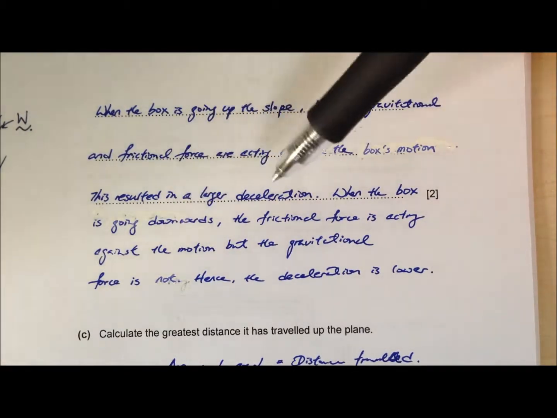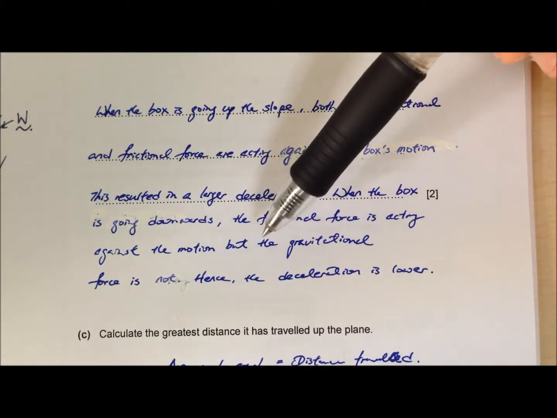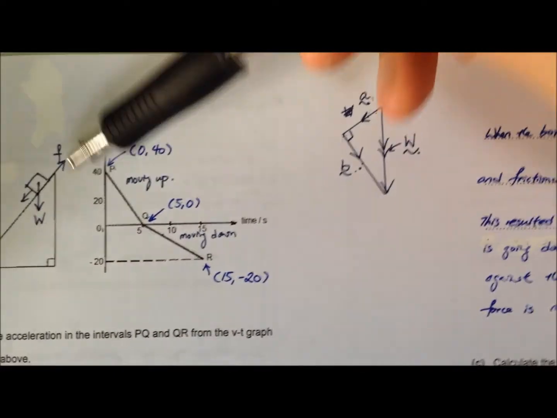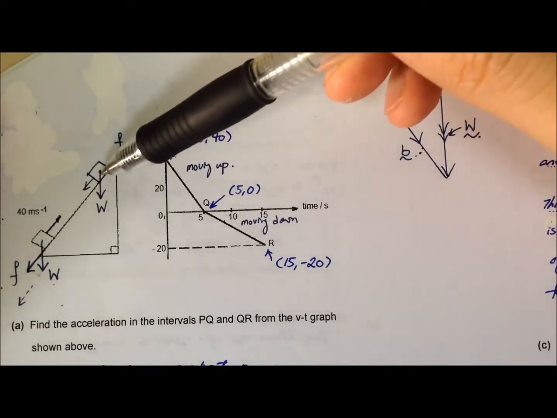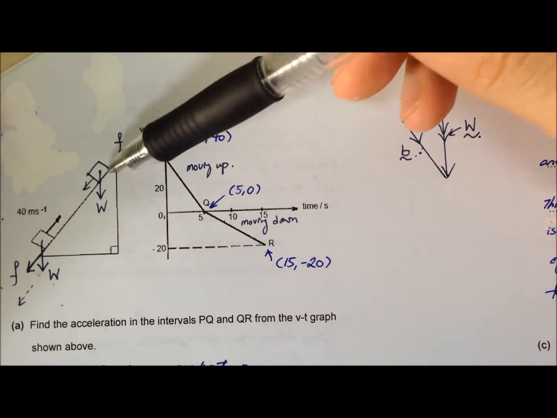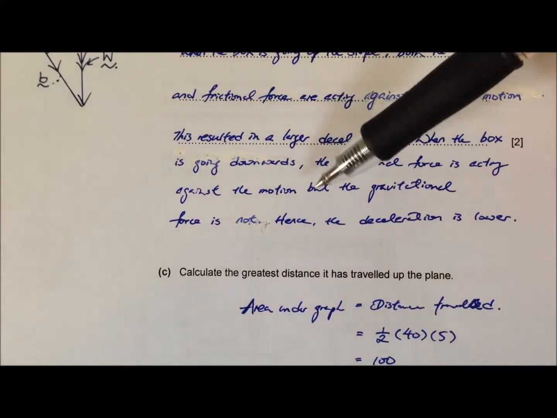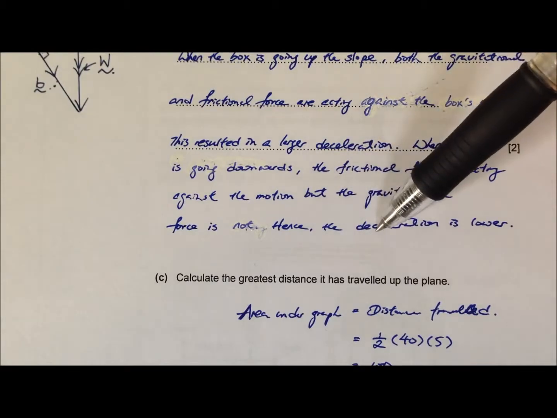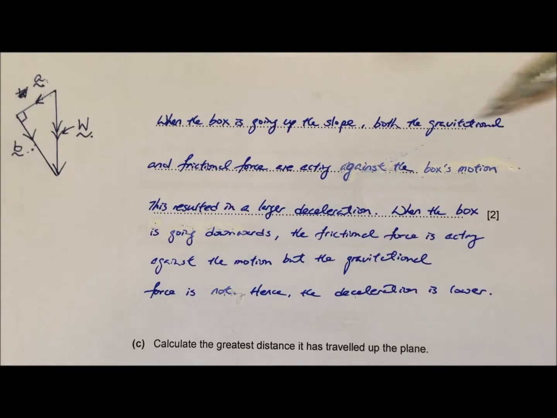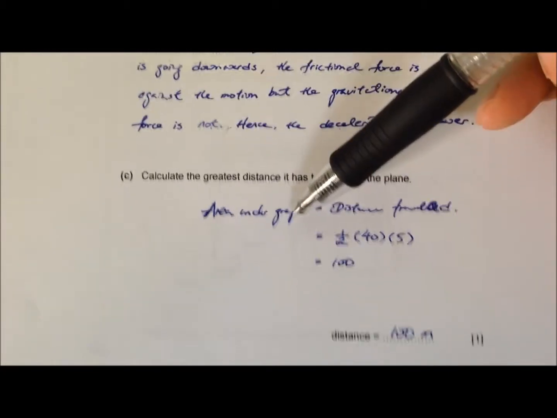And when the box is going downwards, the frictional force is actually against the motion, but the gravitational force is not. Actually, the gravitational force is the one that is responsible for pulling the block down. But friction is actually trying to resist that motion. So therefore, the combined effect of it will be a lower deceleration. So hence, the two accelerations between PQ and QR cannot be the same. They must be different.